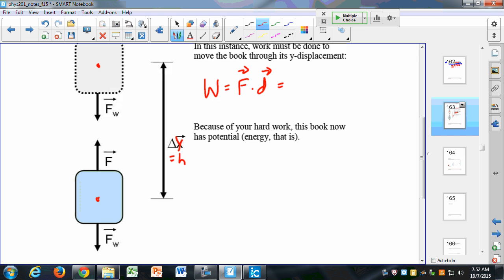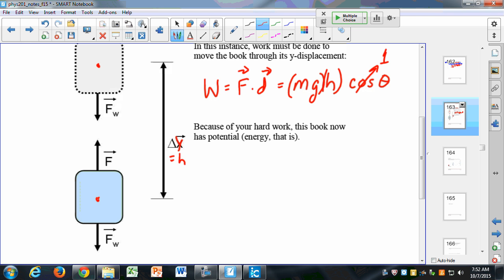Both our force and our displacement are in the same direction, in the y direction. So I can simplify this just to m times g times h. Really, if you want to be particular about it, it's going to be mg times h times the cosine of the angle between them. But since the angle is 0, I'm just going to leave this off because the cosine of 0 is just equal to 1.